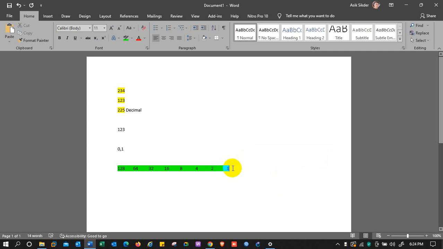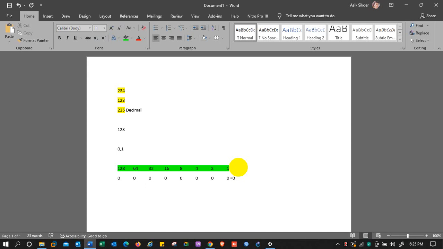Together, these eight numbers are called an octet. By combining these eight bits, we get an octet. So let's see. If we take the number 0, 0, 0, 0, 0, 0, 0, 0, it means the value of all these zeros is 0.